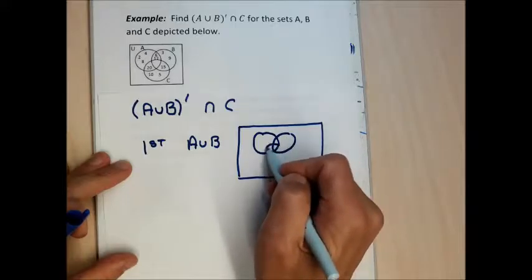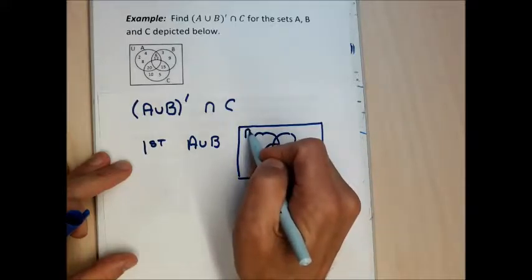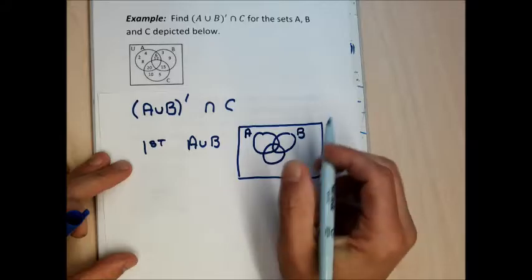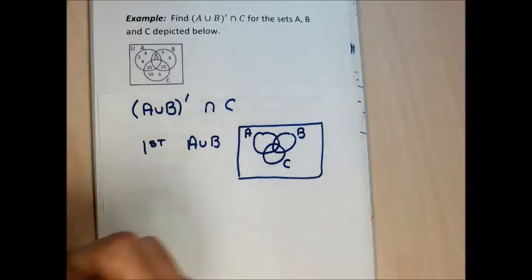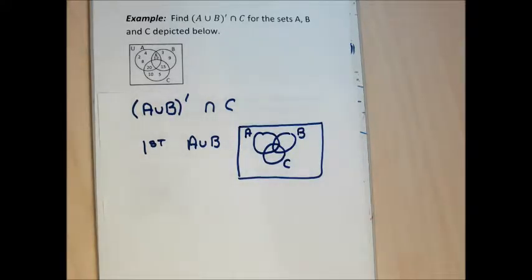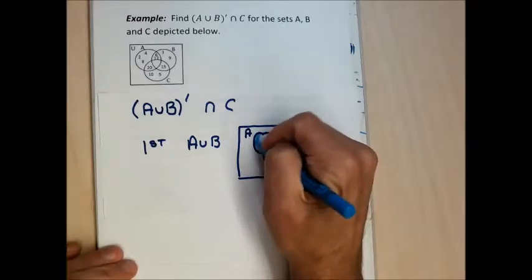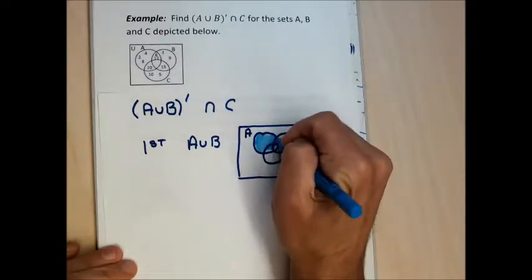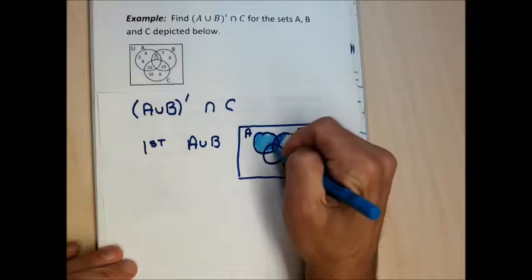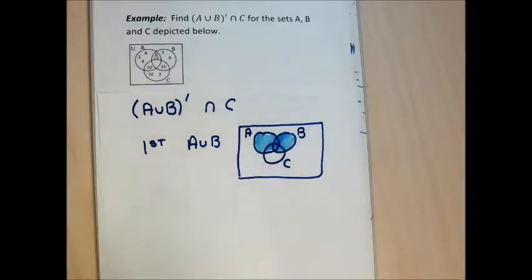I don't need to do that. That's not so important. So there's my set A, my set B, and my set C. To do A union B, because for unions I only need one color, I'm going to color in the whole A circle, and I'm going to color in the whole B circle. That's a picture of A union B, not a picture of A union B complement.